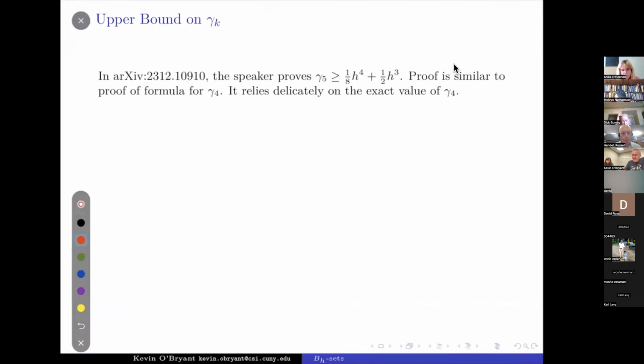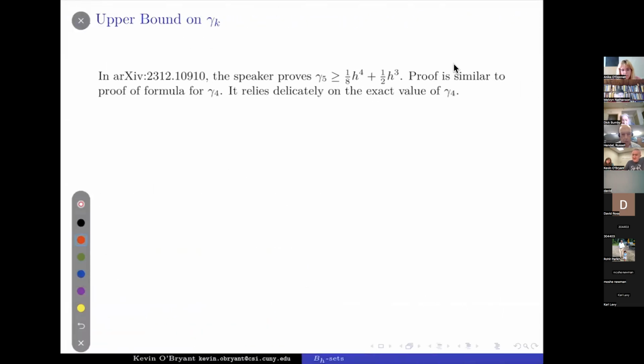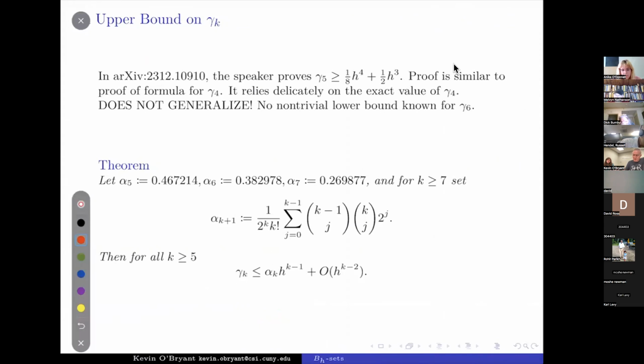For gamma 5, I can improve the lower bound from 1/120 to 1/8. That doesn't generalize. I don't have any non-trivial lower bound for anything past gamma 5. But for upper bounds, I do. For gamma 5, I can pull it down from 1/2 to 0.467. Of course, I think it's 1/3. But the theorem right now for gamma 5 is that the coefficient is between 1/8 and 0.467214. Surely it's 1/3, but there we go.